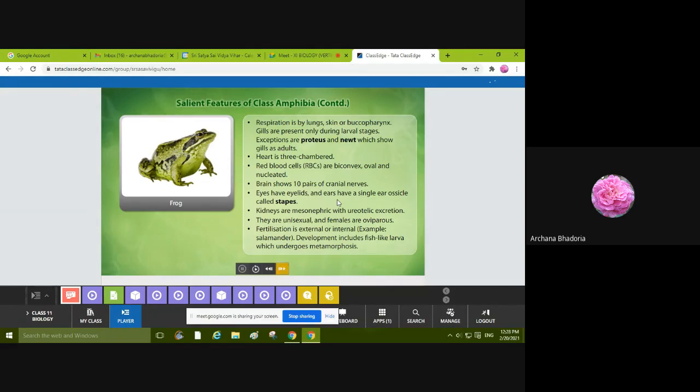This ear, three ear ossicles are there. Remembering the names? Before also you have done in 10th class. Incus, malleus and stapes. Okay, so it has only stapes.